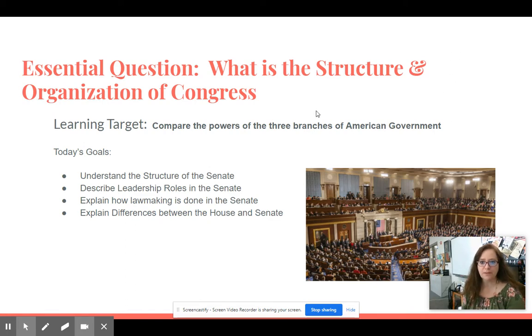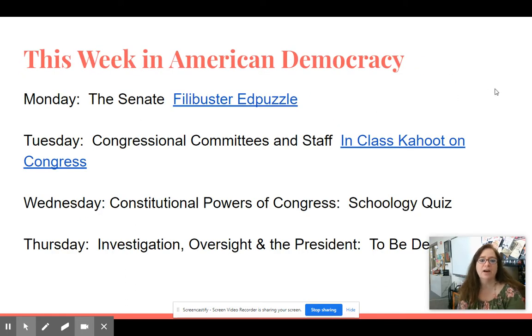So that being said, this week you have an Edpuzzle today on the filibuster. We're going to talk a little bit about that in class. And then it's really important that you watch this one so you understand what a filibuster is and how it works. On Tuesday, we're looking at congressional committees and staff, and we're going to do a Kahoot together in class with that one. So you won't have a quiz. It'll just be a Kahoot. And Wednesday, there will be a quiz on the powers of Congress.